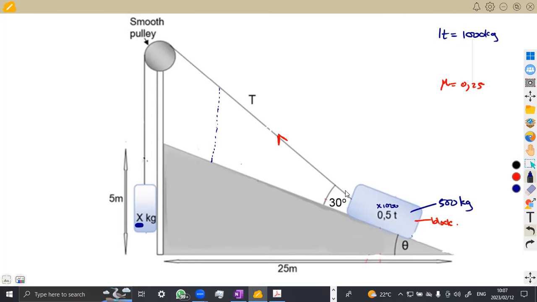So according to our T, because T is going to affect up to the top here. So this is opposite, and we know that everything opposite carries a sine. So this is going to be T sine of the angle, which is 30 degrees. And here we shall have T cos of 30 degrees.